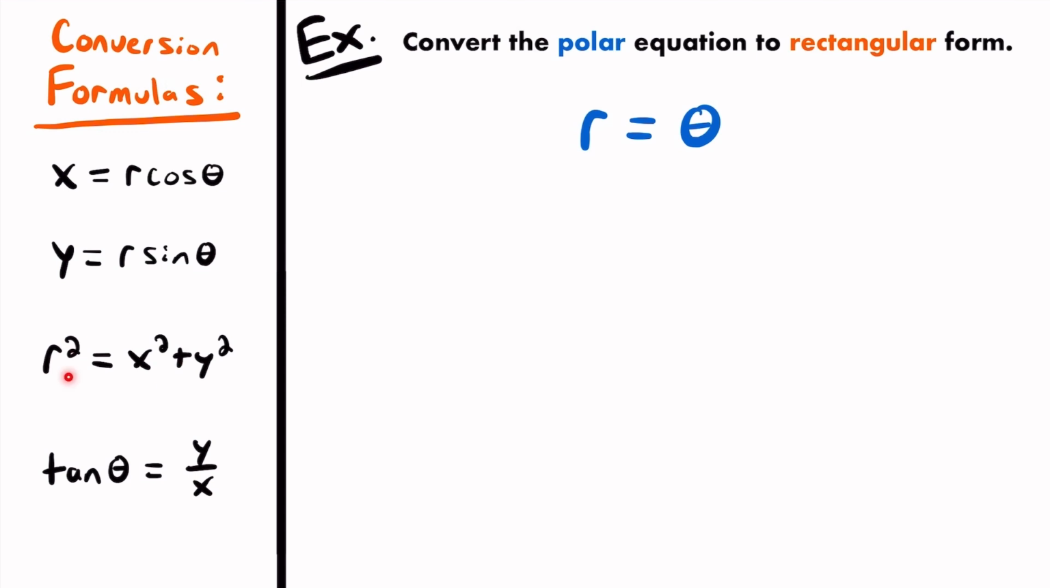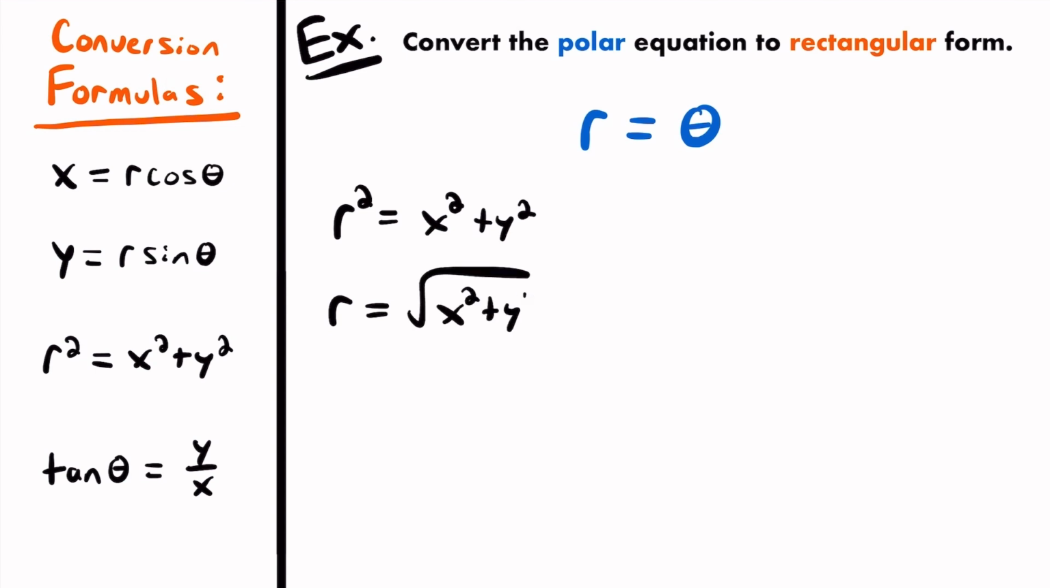So let's start with the r squared equation. We know that r squared is equal to x squared plus y squared. If we want to solve for r, we can just take the square root of both sides of the equation. So we'll have r is equal to the square root of x squared plus y squared. So that's what r is equal to. We can replace r with this expression.